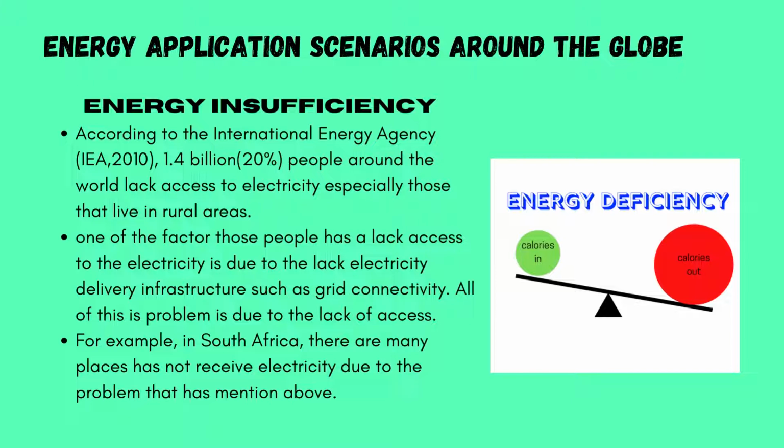One of the factors those people lack access to electricity is the lack of electricity delivery infrastructure, such as grid connectivity. All of this problem is due to the lack of access to that place. For example, in South Africa, there are many places that have not received electricity due to the problem mentioned above.